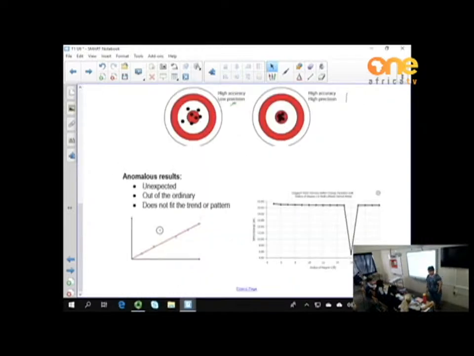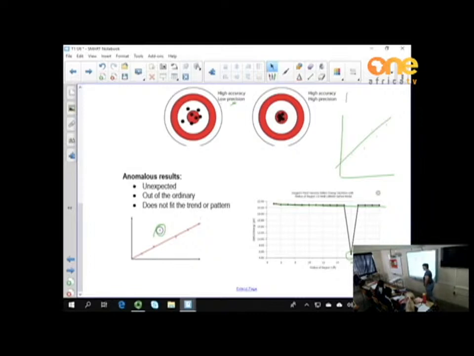Anomalous results. What's an anomalous result? One that doesn't fit the pattern. How do we treat anomalous results? We ignore them. You can try and retake the reading. Sometimes it does solve that one. Sometimes it's not always possible to go back and retake the reading, because you take your readings and then the next day you plot your graph. So maybe it's not possible to go back. That one is an anomalous result, and that one is an anomalous result. It does not fit the pattern.